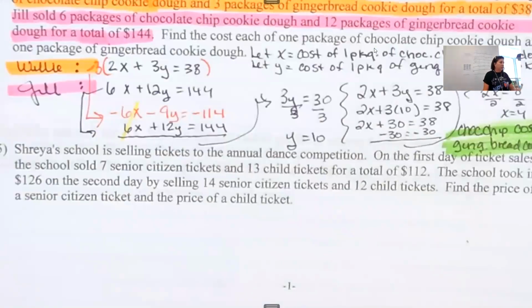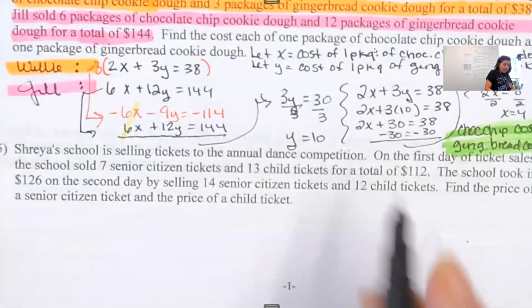So can I go faster on this one, do you think? Okay. Number 6. The school is selling tickets to the annual dance competition. On the first day of ticket sales, the school sold 7 senior citizen tickets and 13 child tickets for a total of $112. So do you think one equation is going to be about that? So they gave you a total. The school took in $126 on the second day by selling 14 senior citizen tickets and 12 child tickets. So that's another total. So we've got day 1 and day 2, right? So I have one equation about day 1, one equation about day 2. Find the price of a senior citizen ticket and the price of a child ticket.